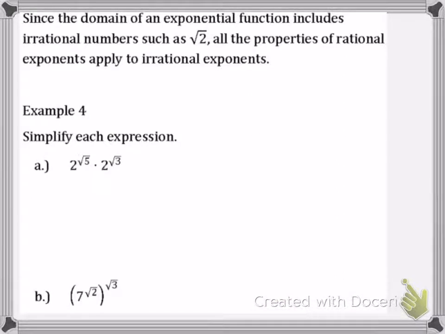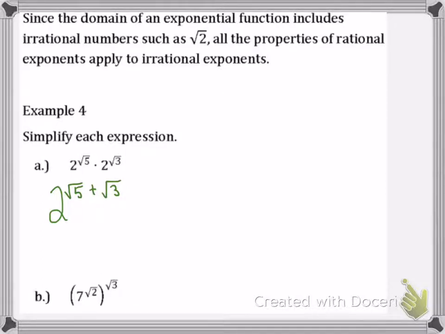Now, since the domain of any exponential function includes irrational numbers, because again, the domain is all real numbers, I can include the square root of 2 and all the properties of rational exponents. So in example 4, if I want to simplify these expressions, I simply just have to apply my exponent rules. When I'm multiplying with the same base, all I do is simply add my exponents. So I have to remember my rules about radicals. I can only add radicals when I have the same number under the radical. So that's as simplified as that problem can get.